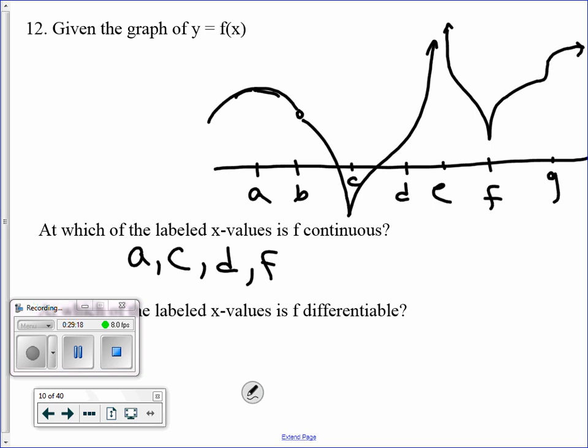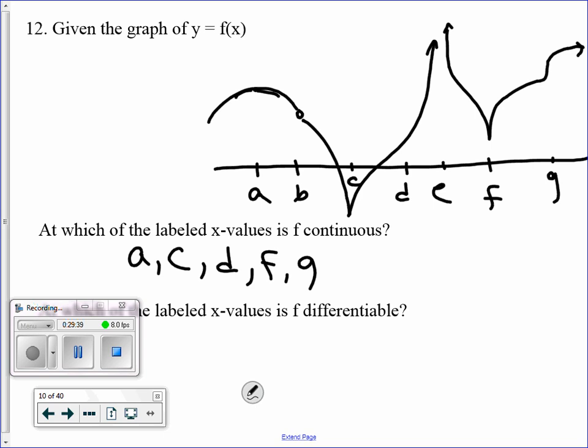And G, yes. Again, you can sketch it without lifting your pen off the paper. It's good. Now, it says at which x values is it differentiable. Well, the first requirement to be differentiable is that it's continuous. So don't even consider any of the other values other than the ones where you said it was continuous. So we'll go through those.